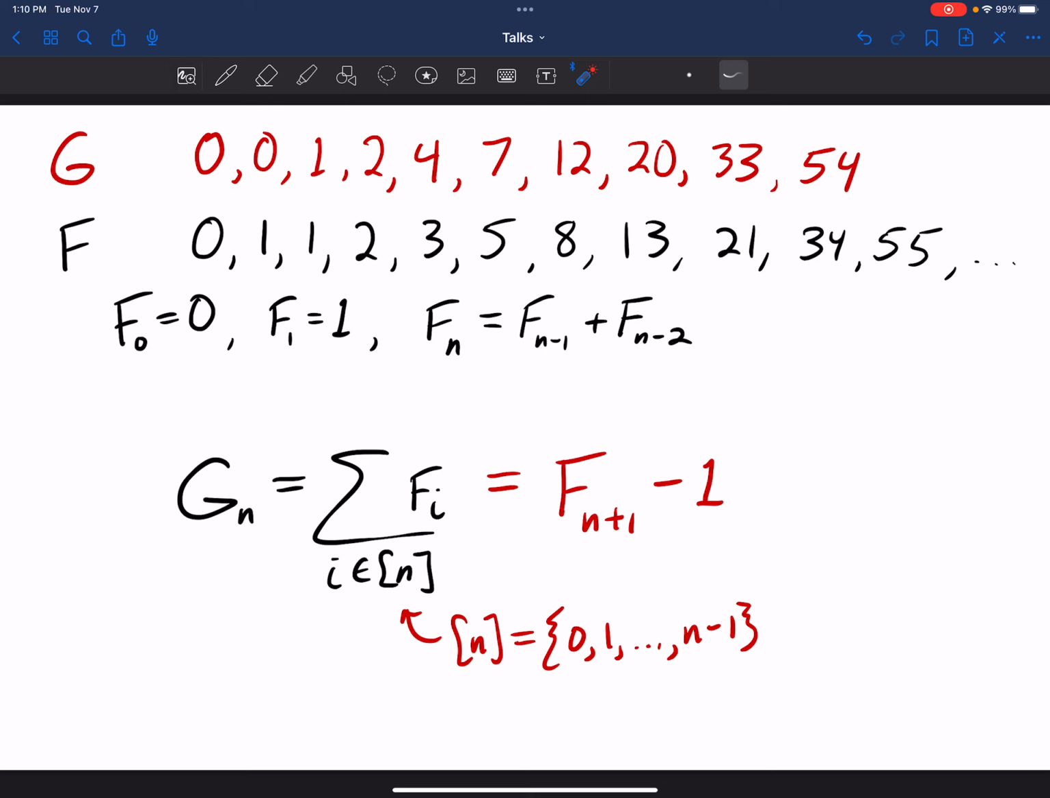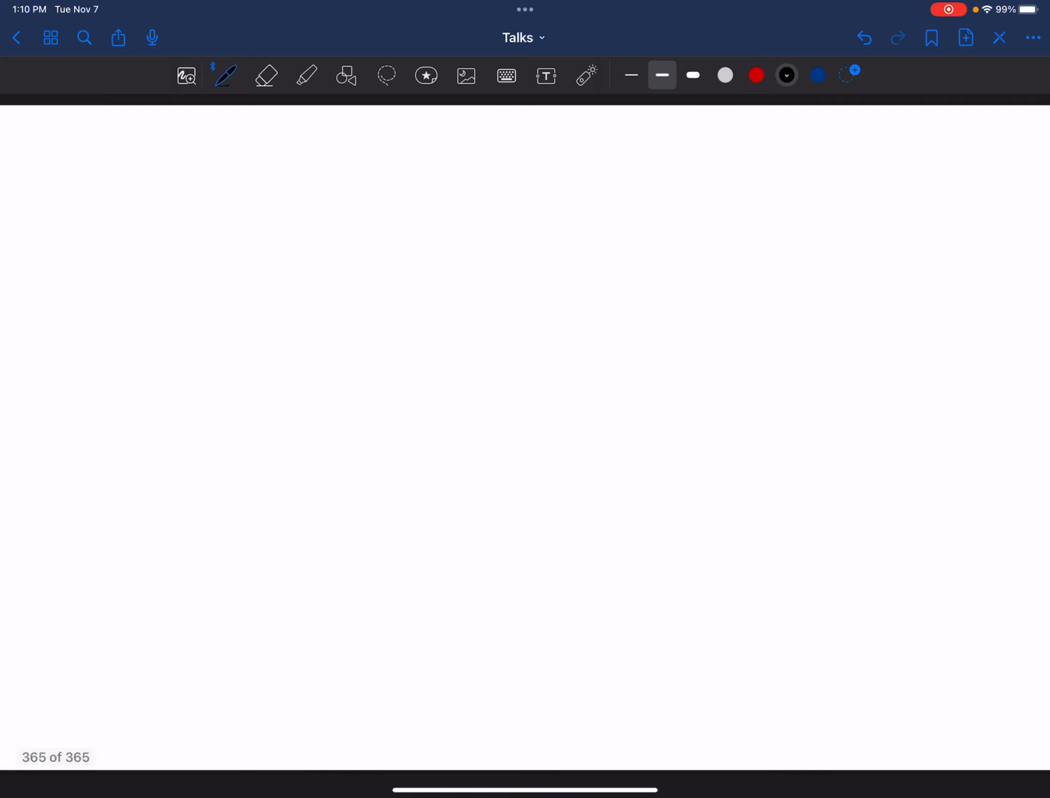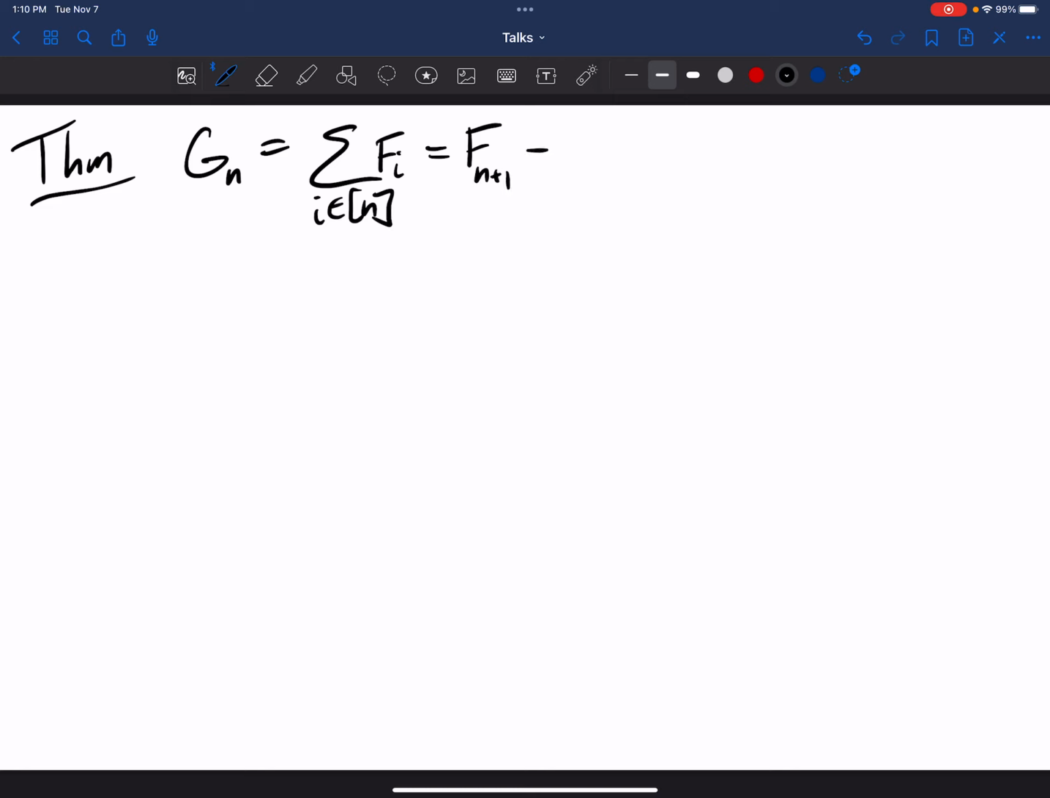After doing that observation, I come up with this conjecture, and I want to prove this conjecture is true. And I'm going to do it 3 different ways. So the first way to prove this theorem, which is, again, that g of n, the sum of the first n Fibonacci numbers, is equal to fn plus 1 minus 1.